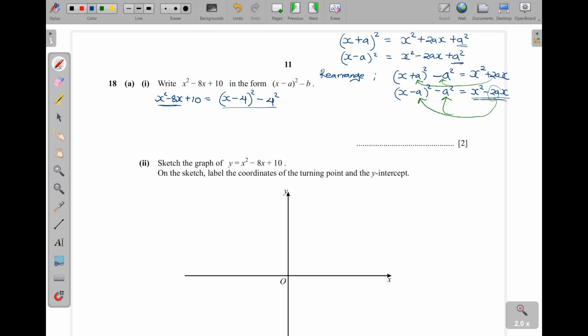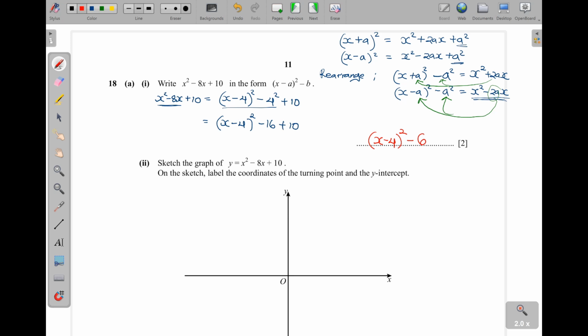Okay, now I'm going to add on this 10 here. So add on the 10. That means this one is going to be x minus 4 squared, then minus 16 plus 10. So then your answer becomes x minus 4 squared, then minus 6. Okay, so that is that.